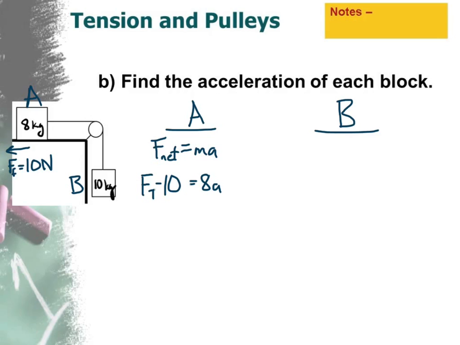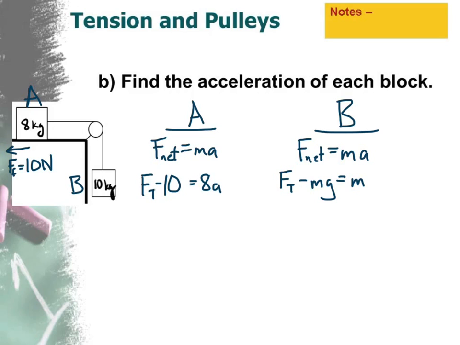Now let's go on to block B. F net for block B in the y direction equals ma, and its tension is in the positive y direction, minus mg is equal to m. Now this is where we have to do a little thinking here.